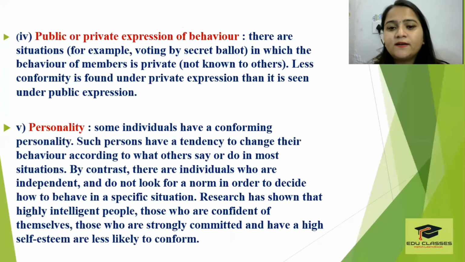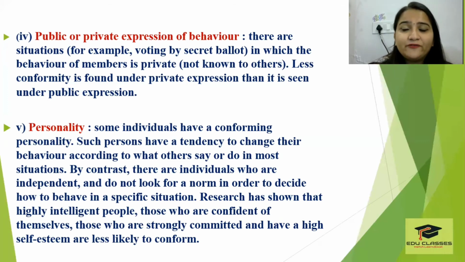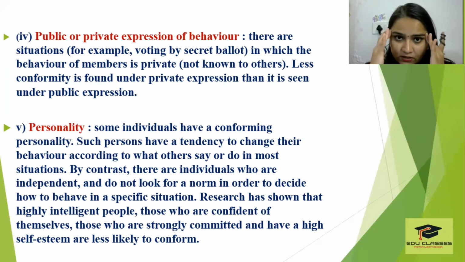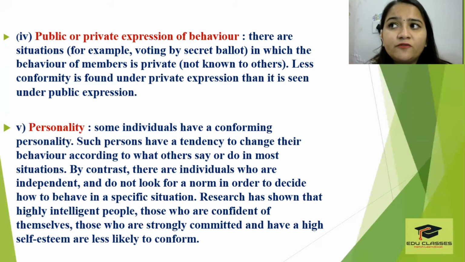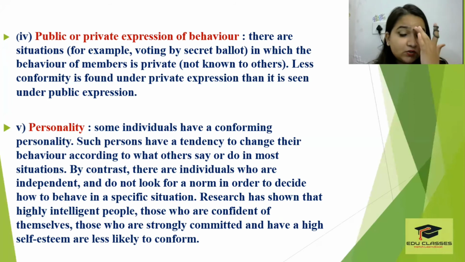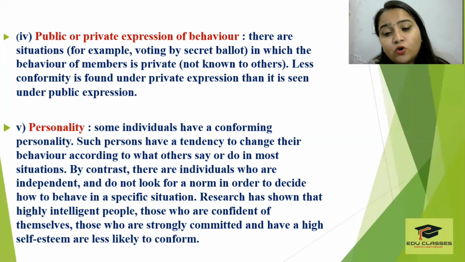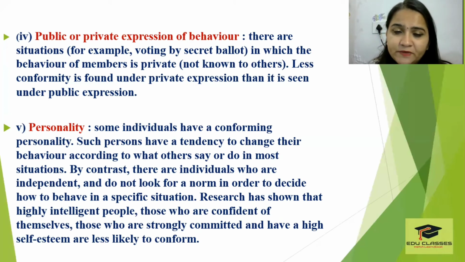By contrast, there are individuals who are independent and who do not look for a norm in order to decide how to behave. There are also people for whom it really doesn't matter कि majority क्या सोच रही है या बाकी लोग क्या सोच रहे हैं. They go by what they think and it doesn't bother them if they are not liked by other people or if they don't follow the group norm, right? So research shows that highly intelligent people who are confident of themselves don't conform easily, and people who have low self-esteem or who are not as intelligent are the ones who conform more easily.